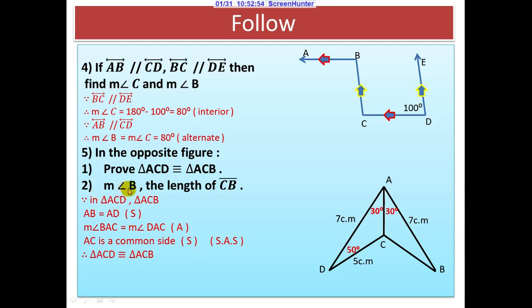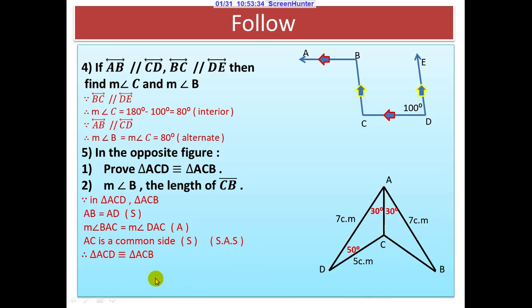What about the second one? How to find the measure of angle B and the length of CB? By using this previous rule, remember, two triangles are congruent. So when we have two congruent triangles, it means all corresponding angles are equal in measure and all corresponding sides are also equal in length. So we must use this rule to find the measure of angle B. The measure of angle B here must be equal to the measure of angle D because they are two congruent triangles. And what about the length of CB? It will be equal to the length of CD, so it will be equal to 5 centimeters.